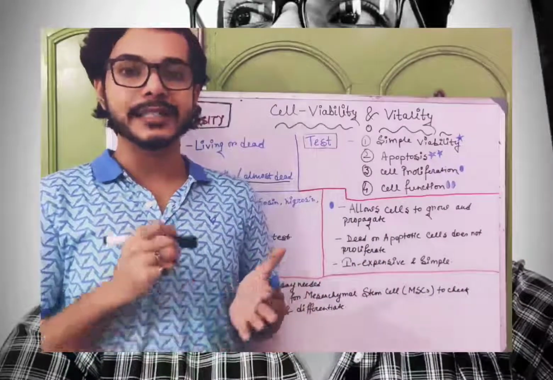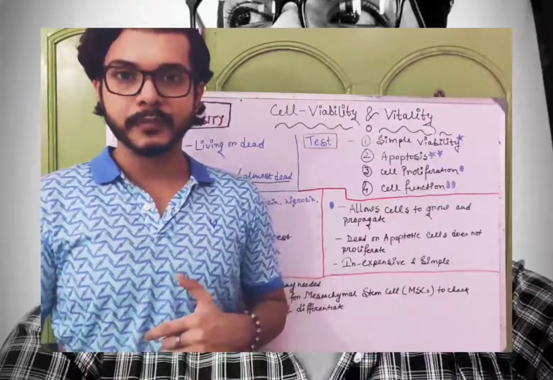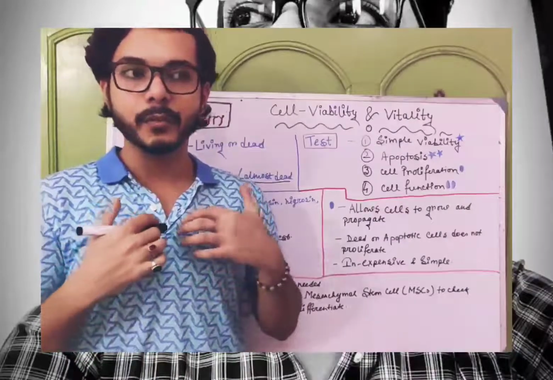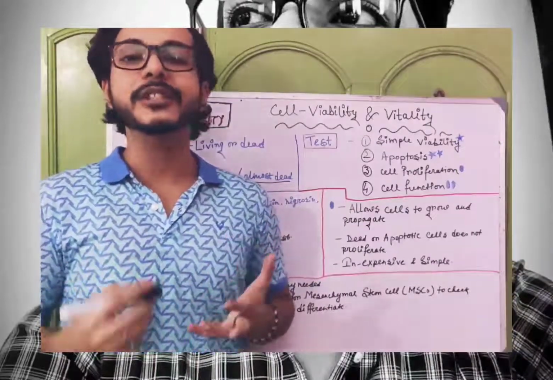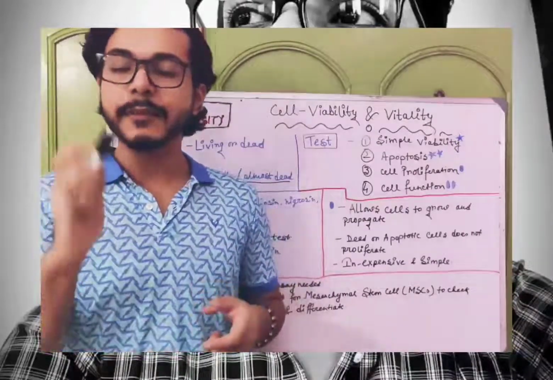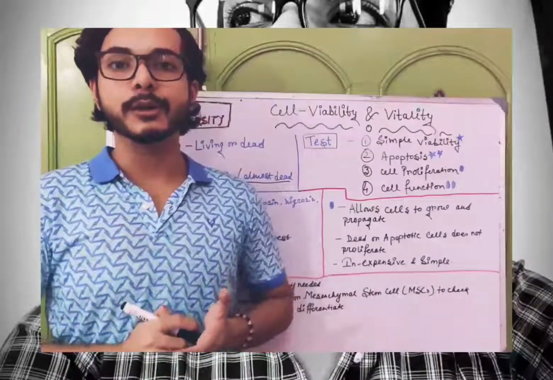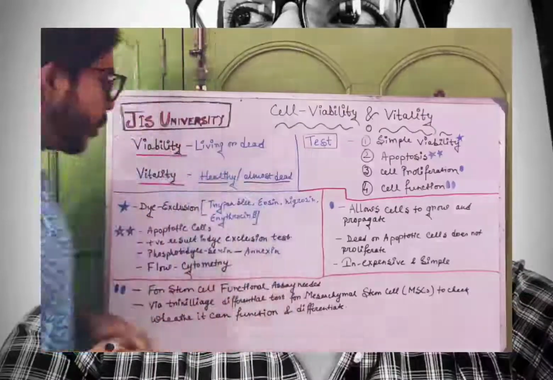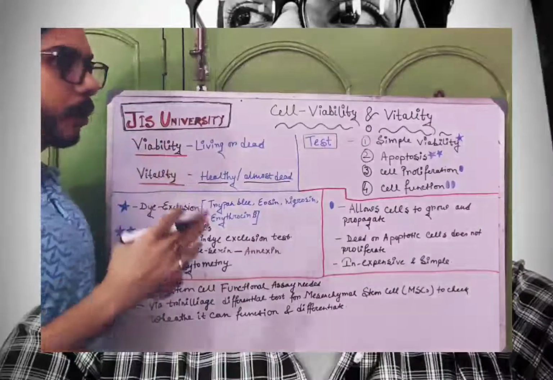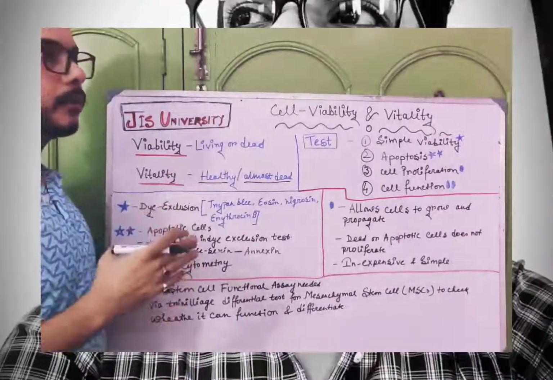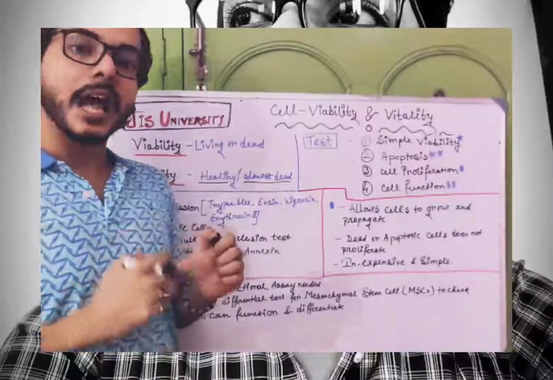In the same way, whenever a cell is in an apoptotic process or is going to be dead, we won't be able to utilize the full functionality of that cell. So our research will be incomplete. So it is very important to know not only about the viability but also the vitality. If you know that a cell is viable, you need to know how much vitality that cell has.